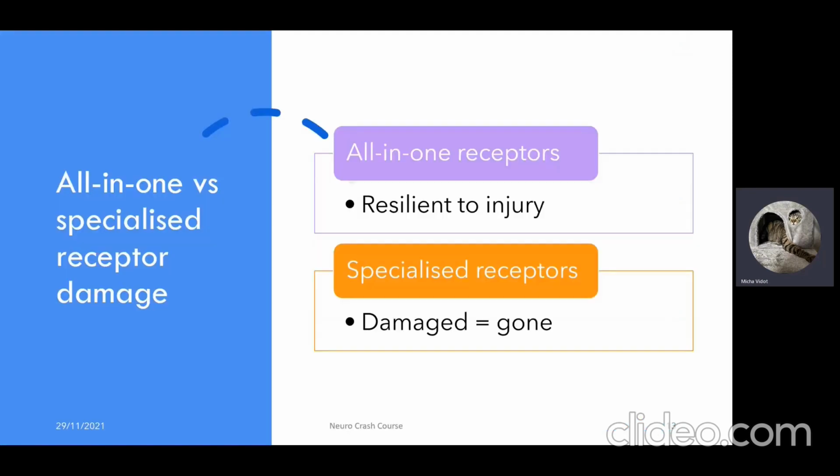Very briefly, I just want to cover all-in-one versus specialised receptors, and what happens when they're damaged, essentially. So all-in-one receptors, such as our peripheral nerves, are able to regrow part of their axons to re-innervate areas, whereas specialised receptors, such as the photoreceptors in our eyes, are separate cells from their afferent nerves. So once they're damaged, they can't be replaced.